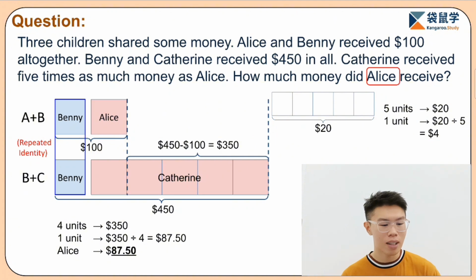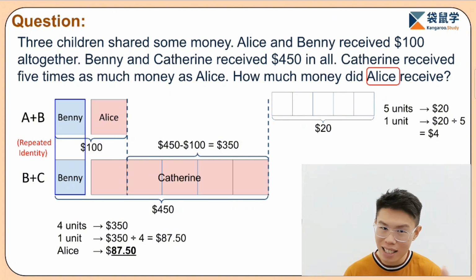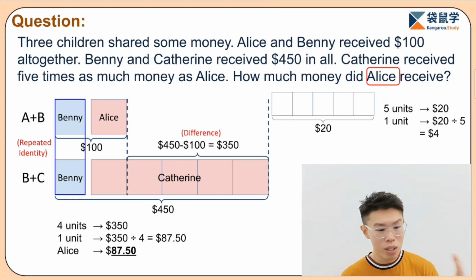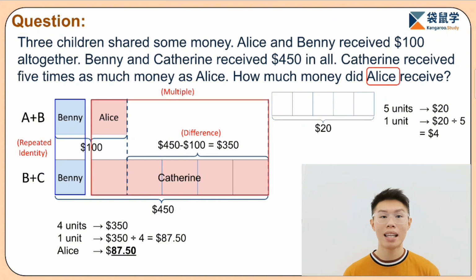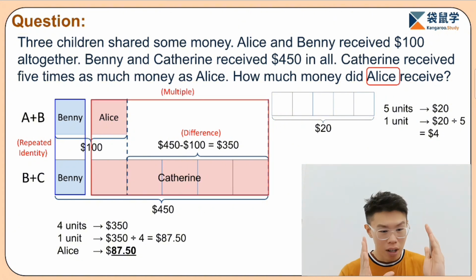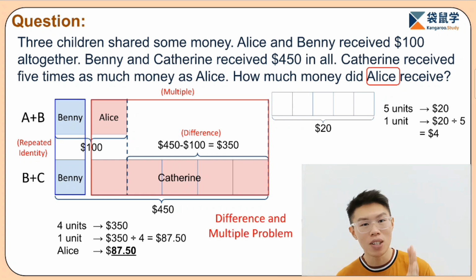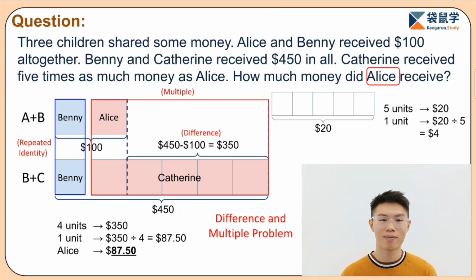Secondly, again we set the repeated identity aside. We can see the difference between Alice and Catherine. And then between Alice and Catherine, there is also a multiple relationship. So in this situation, we can categorize the question as a difference and multiple problem. In future, I'll be releasing more videos about difference and multiple problems. Stay tuned.